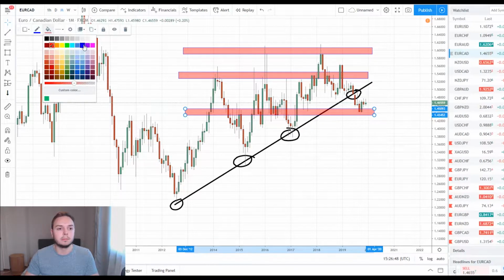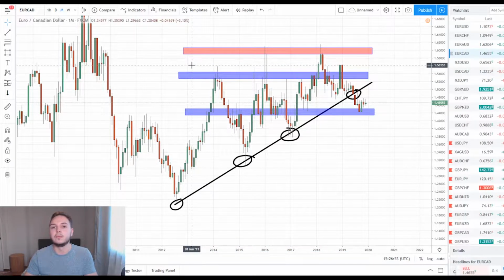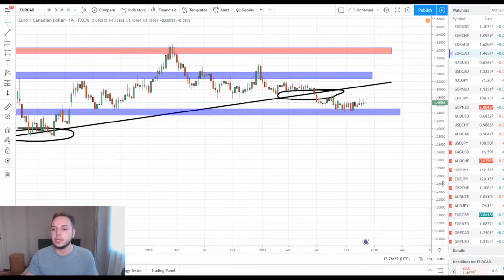Maybe let's just make it blue. There we go for the monthly time frame, and I'll make it red for the daily. So there we go. We have identified areas of sensitivity. What we're gonna do is just go to the weekly time frame.